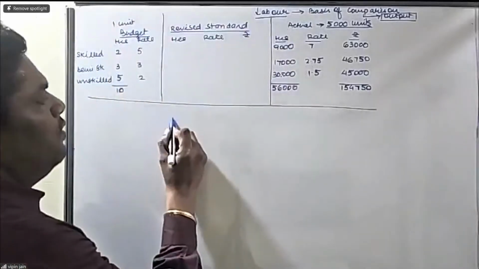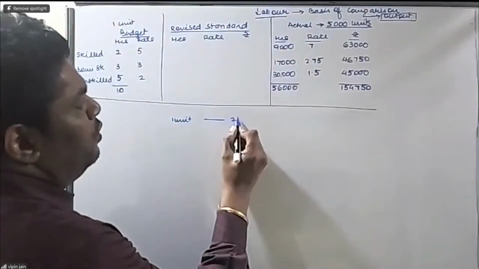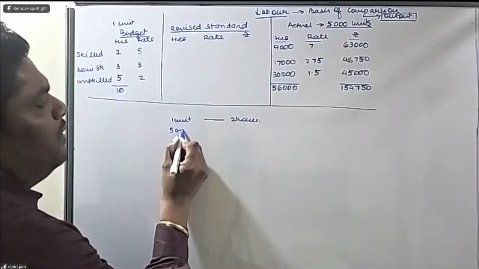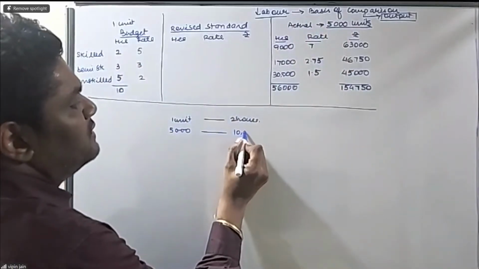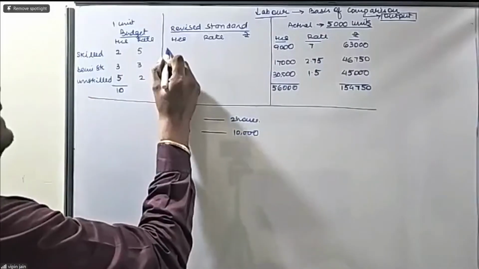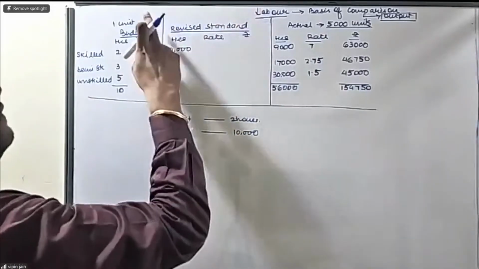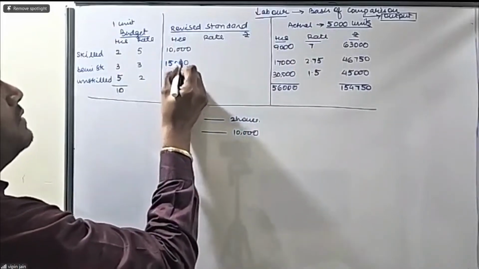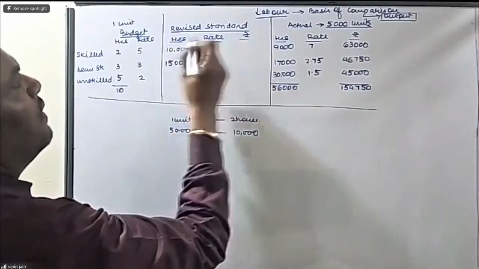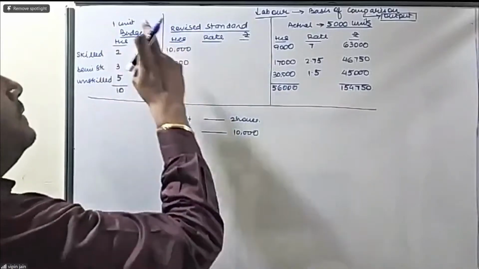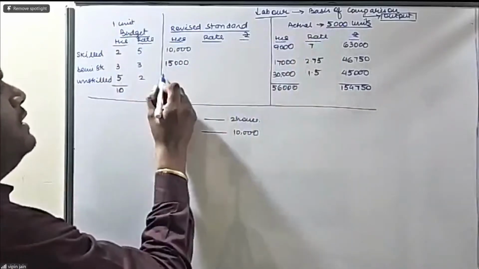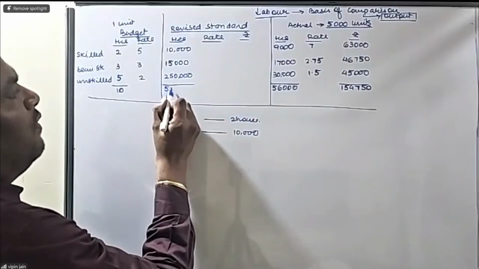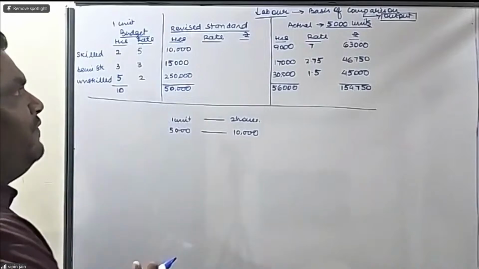So very simple, guys. 1 unit, 2 hours. So 5,000 units of output, how many hours? 10,000 hours. So herein it will be 10,000 hours. Again, 1 unit, 3 hours. 5,000 units, how many hours? 15,000 hours. Similarly, 1 unit, 5 hours, 5,000 units, 25,000 hours. So total 50,000 hours.